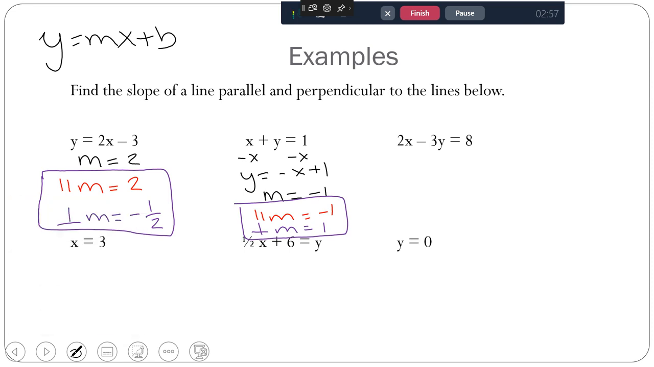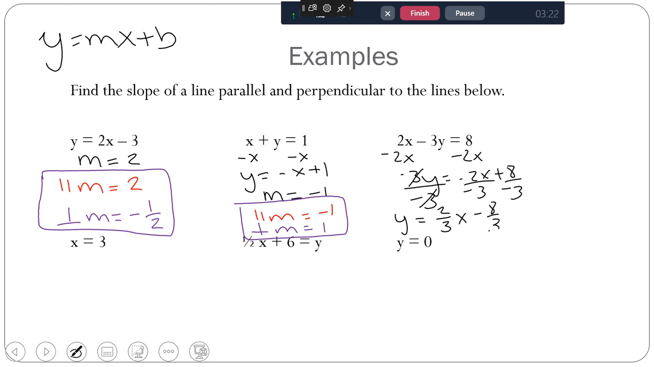Again, this next one is not solved for y, so we need to solve for y. So I'm going to subtract 2x from both sides, get negative 3y equals negative 2x plus 8. We're going to divide by negative 3, but everything gets divided by negative 3. So that means that we're going to have y equals positive 2 over 3x minus 8 over 3.